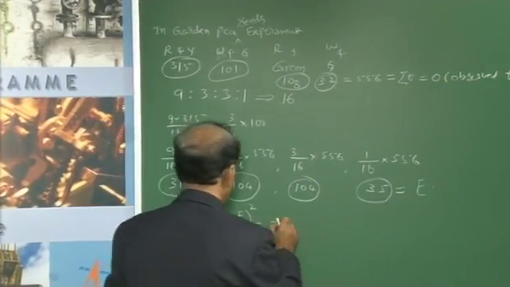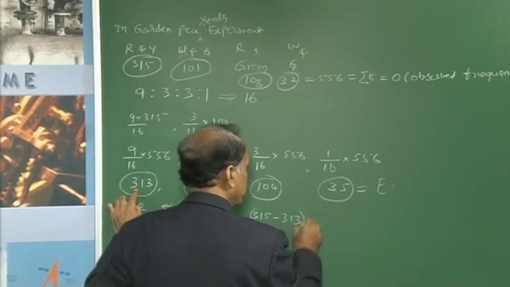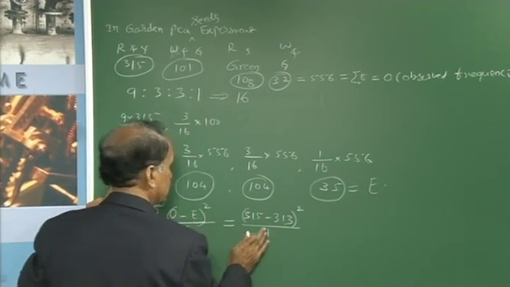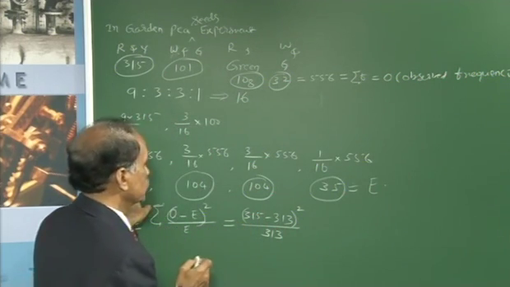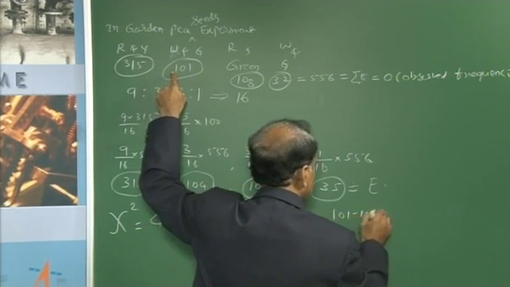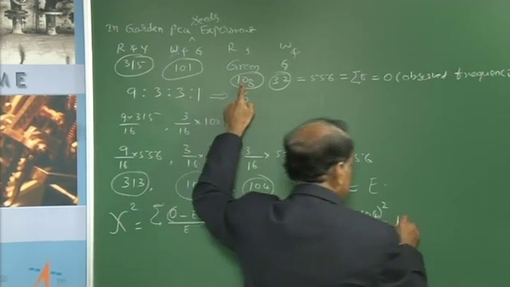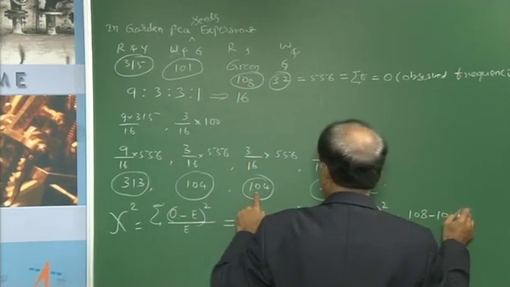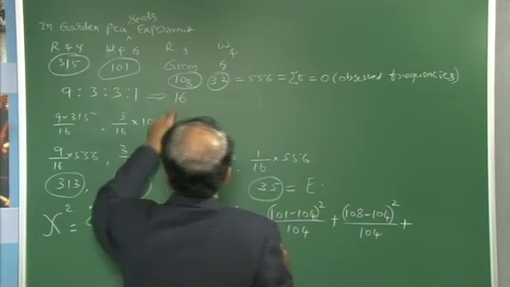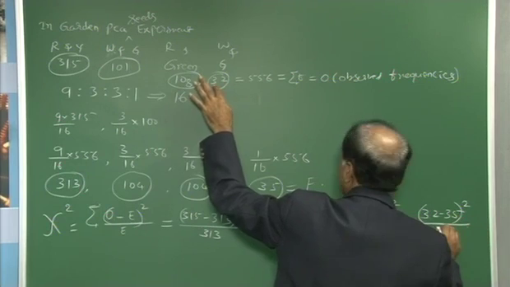How are you going to write it? Observed frequency 315 minus expected frequency 313, made whole square and divided by the expected frequency, 313, plus observed frequency 101 minus 104, whole square, divided by 104, plus 108 minus 104, whole square, divided by 104, plus 32 minus 35, whole square, divided by 35.